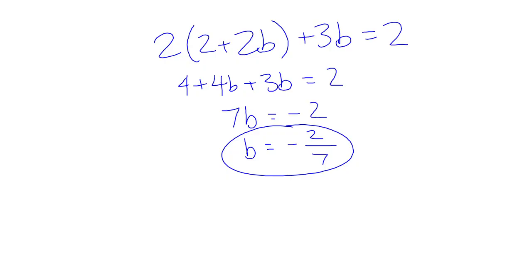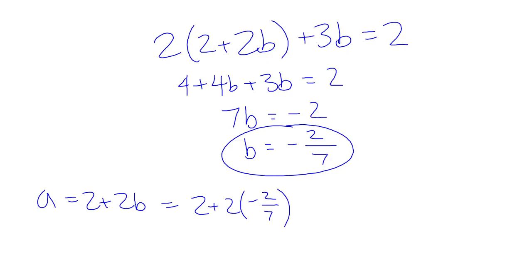And if b is equal to negative 2 over 7, well, we knew that a was equal to 2 plus 2b, right? So that would just be 2 plus 2 times negative 2 sevenths. Well, that'd be 14 sevenths minus 4 sevenths. That means that a is equal to 10 over 7.